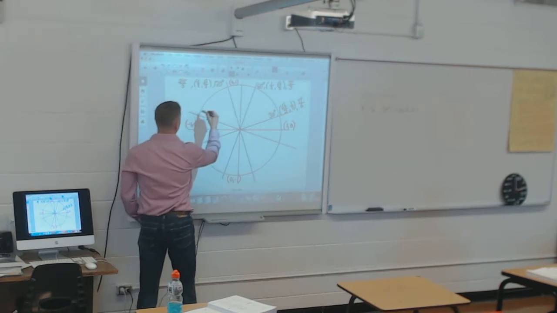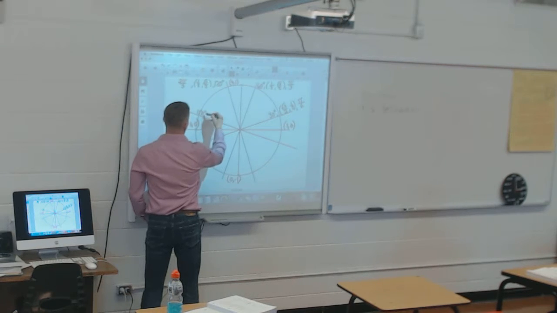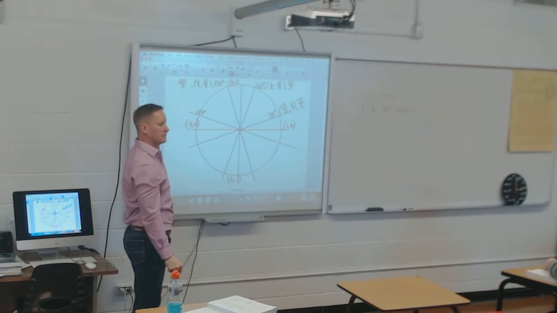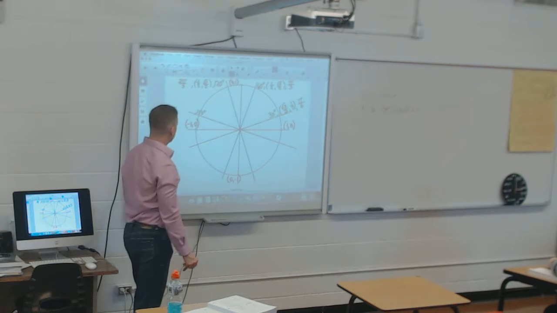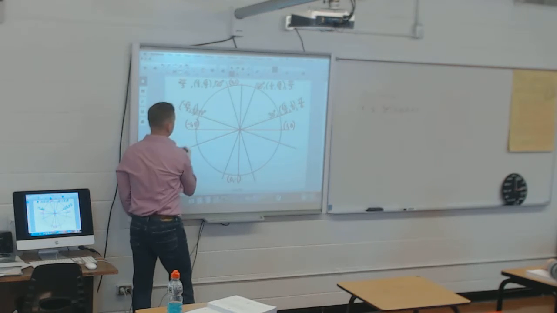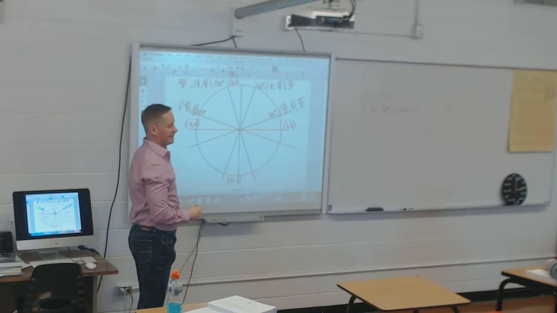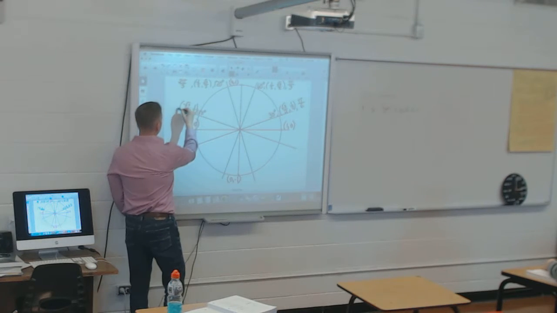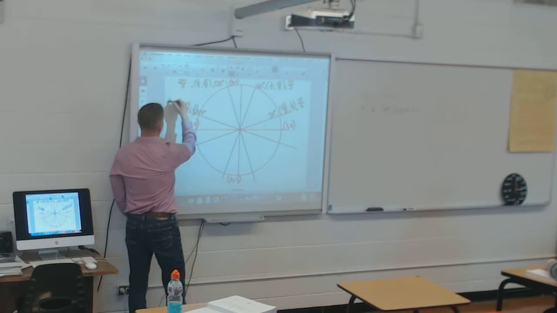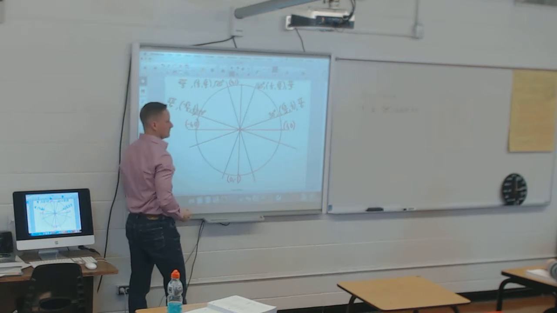One more. 150 degrees. What's the coordinate for 150 degrees? Negative root 3 over 2. Very good. Negative root 3 over 2 and 1/2. Did you say negative? Okay. And what's the radian measure? 5 pi over 6.